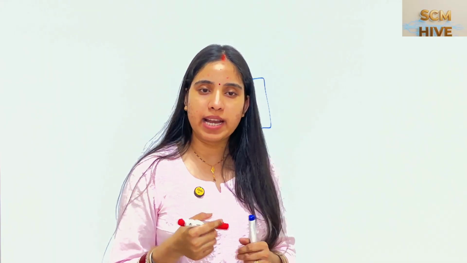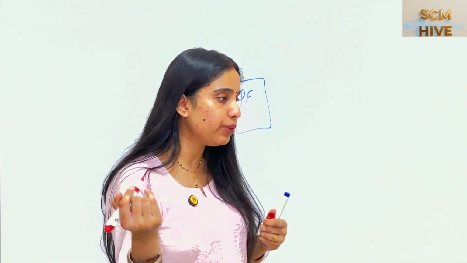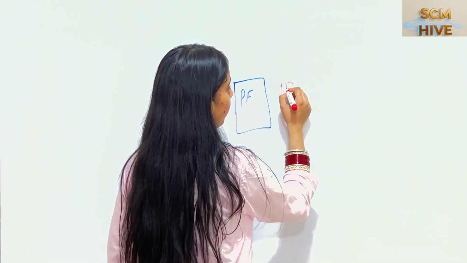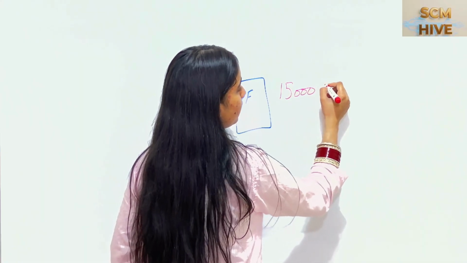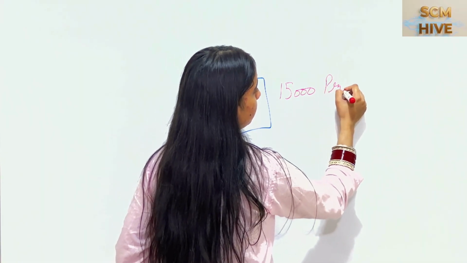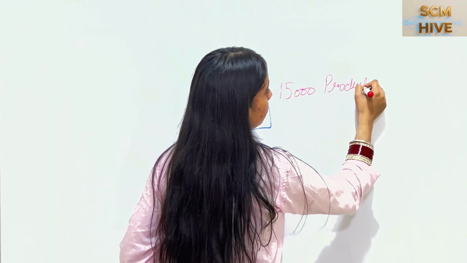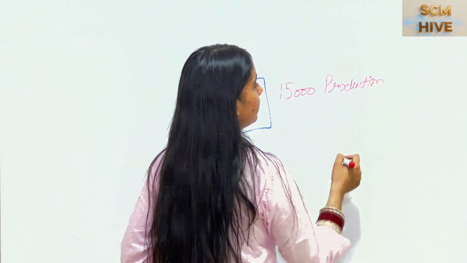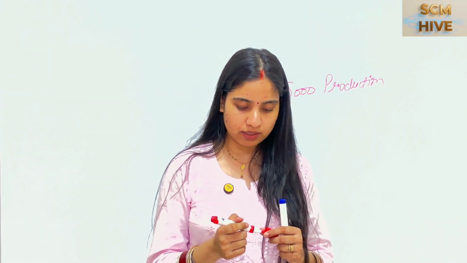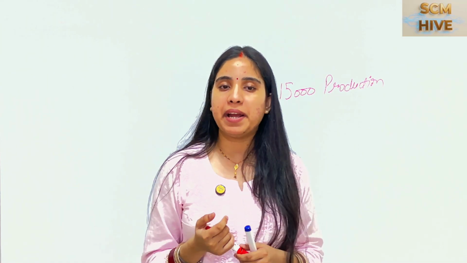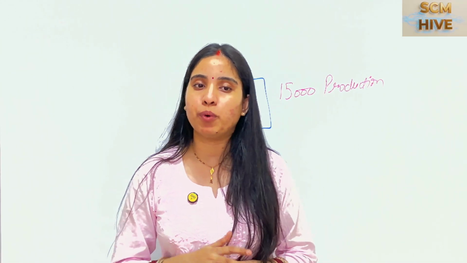So this time you decided to go all in. You produced 15,000 bottles of perfumes. This is your production. You planned that this is the Diwali season, maybe people will buy more items and we need to produce more.